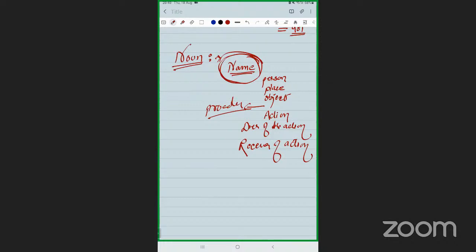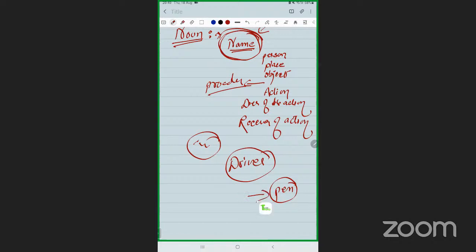Just try calling your driver without calling him a driver. Either you have to call him a driver or you have to use his proper name. Otherwise, how will you call him? The person who is driving my car, please come here. Right? You have to use a name. If you go and ask somebody, give me a pen, pen is a noun. Without using this name, the thing which I write with, you have to use a noun in your sentences. Without a noun, it is almost impossible to make a sentence.